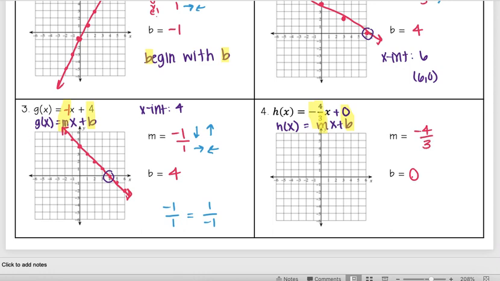And so here, my starting point is actually just going to be at 0. And since my slope is -4/3, I'm going to go down 4 and to the right 3. And then I can also go the opposite direction by going up 4 and to the left 3. And then connect it with a line. And here I see that my x-intercept is actually at 0 as well.